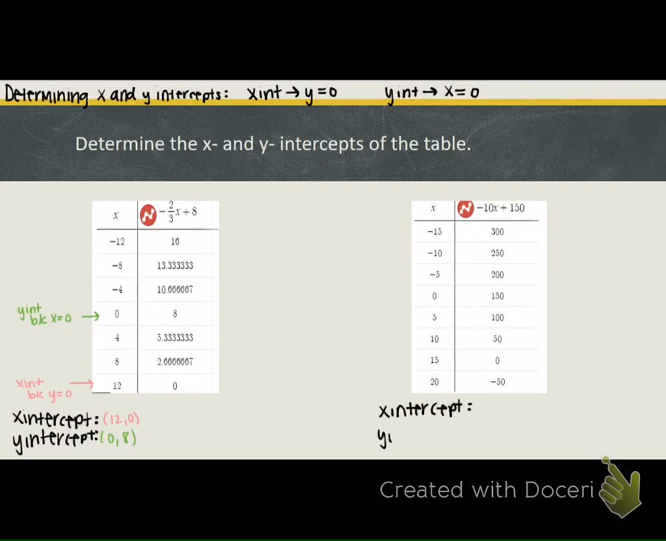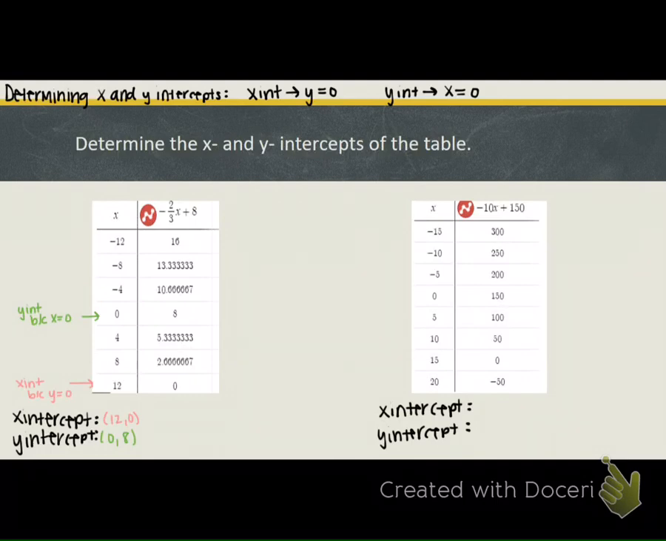So Lamar, what is my x-intercept in the next one? Look for when y is 0. So this is x and this is y. So what is your x-intercept? Is that when y is 0? There you go.